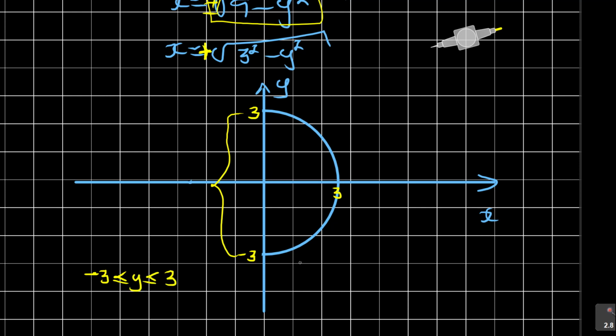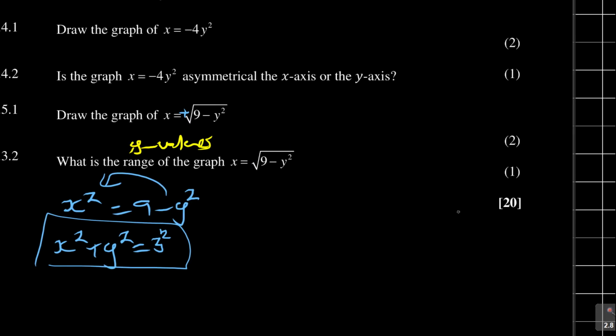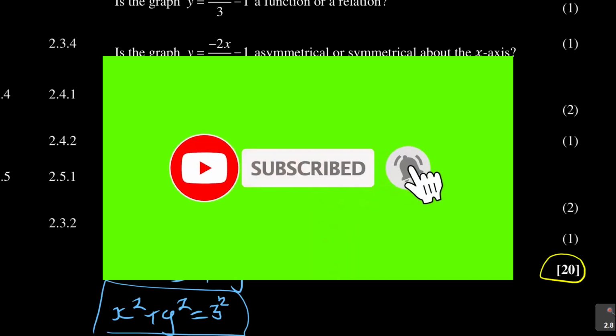Or you can say -3 to 3. It's up to you how you want to represent it. You can say y is an element of -3 to 3, or -3 is less than or equal to y, y is less than or equal to 3. So that's how you also do that. So guys, this is 20 marks. Not really complicated, but it kind of gives you an idea how you could have answered question number 2.